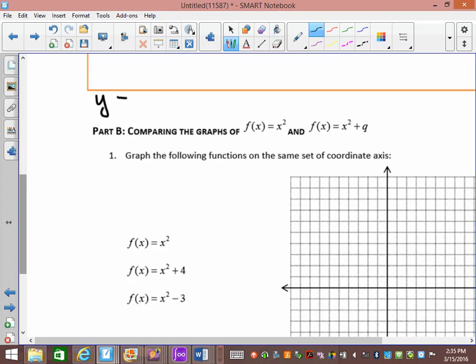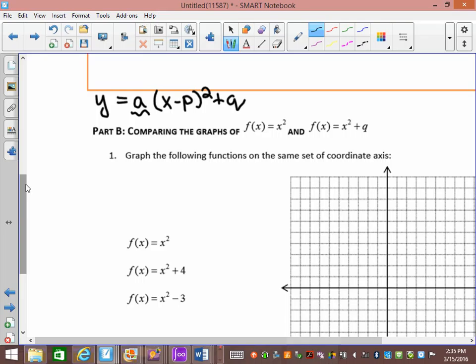Not standard form, the vertex form. It's a(x minus p) squared plus q. We've looked at the a. The a gave us a reflection in the x-axis or not. So it caused the graph to be down or up, or wider or narrower, right?